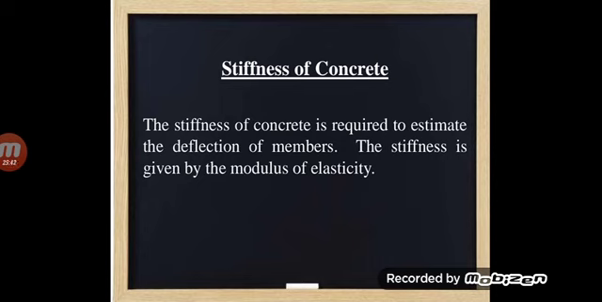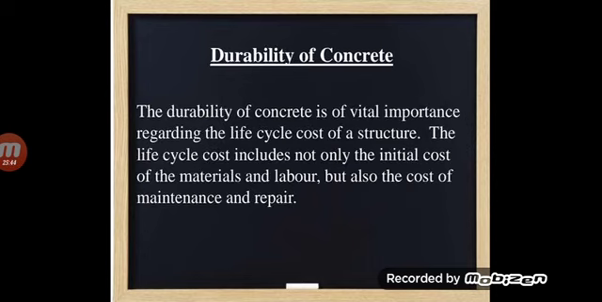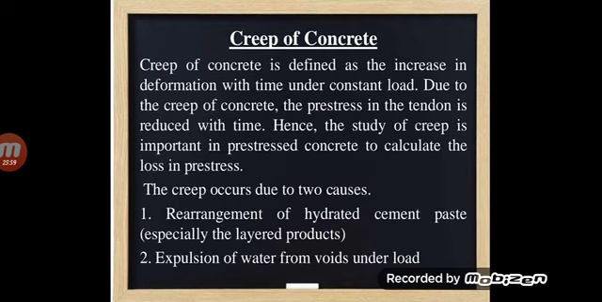The stiffness is given by the modulus of elasticity. Durability of concrete. The durability of concrete is of vital importance regarding the life cycle cost of a structure. The life cycle cost includes not only the initial cost of the materials and labor but also the cost of maintenance and repair.